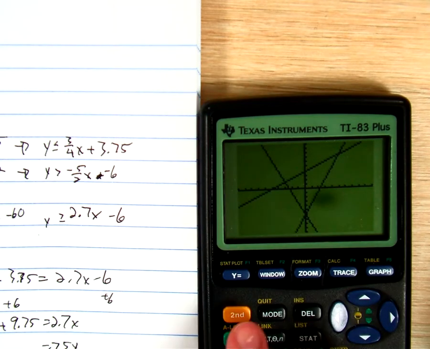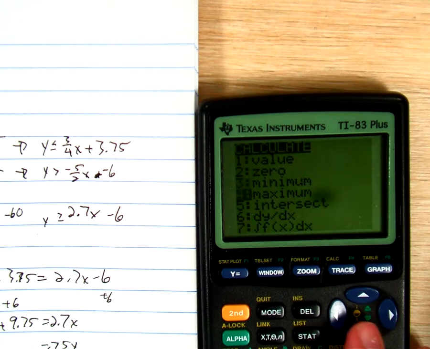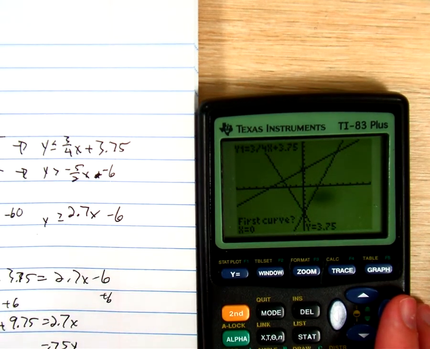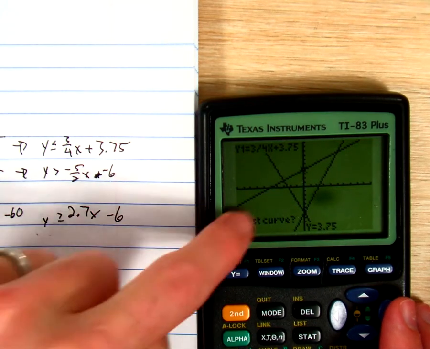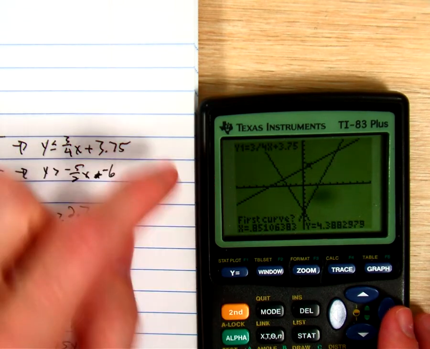So I'm going to do second, trace, intersect. Now it says first curve, second curve. Okay, we're not using curves, we're using lines. It's just programmed to ask you for curves. So it doesn't matter. All right, so you can kind of see the spider guy. He's over here. Yes, I want that line.